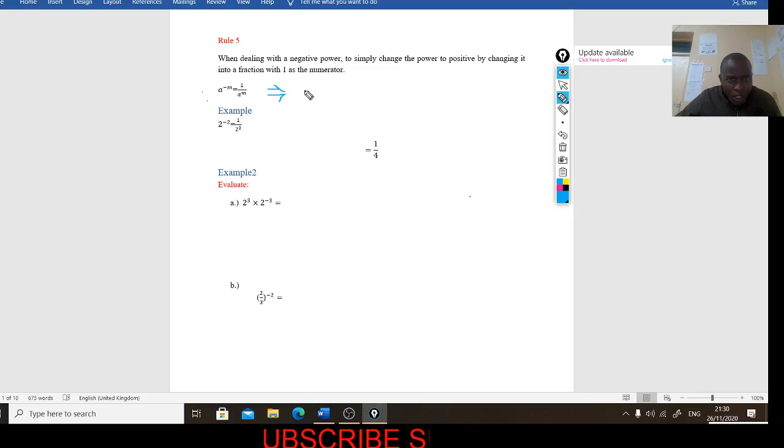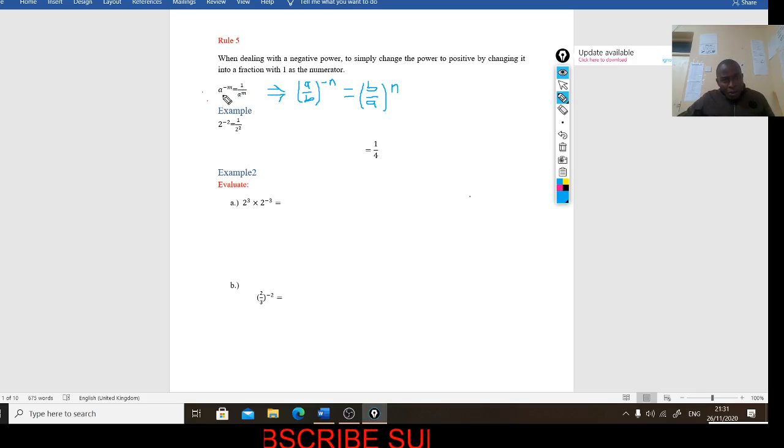So if I talk about a fraction like a over b, to the power of negative n, this is equal to the reciprocal with the power changed into positive. That is b all over a, to the power of n.